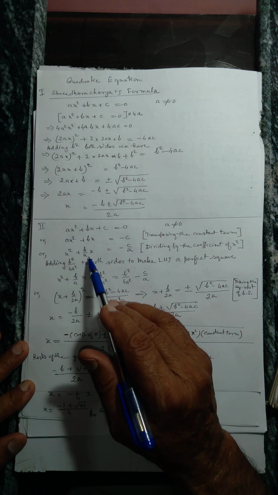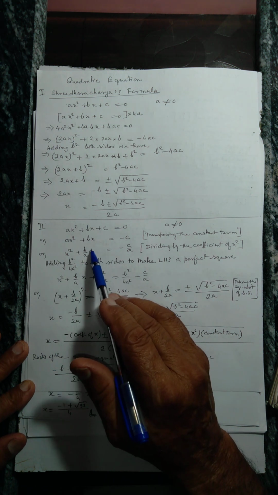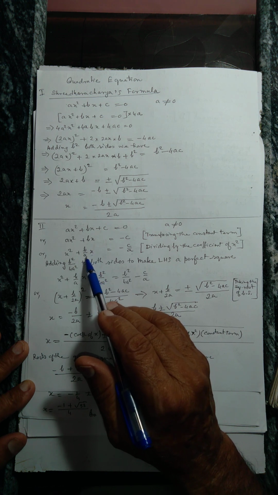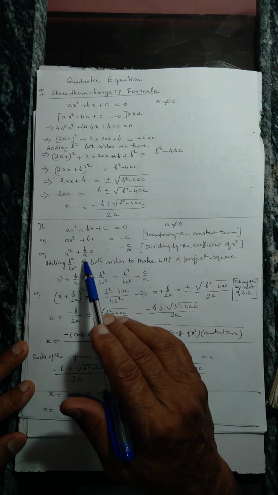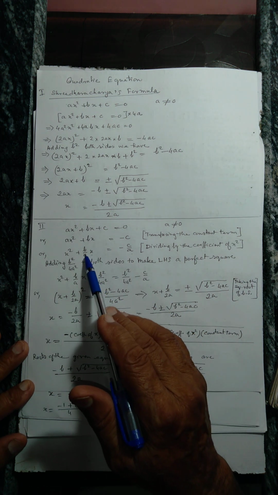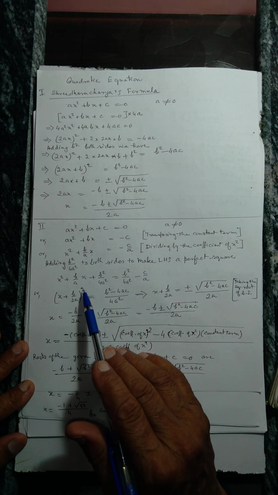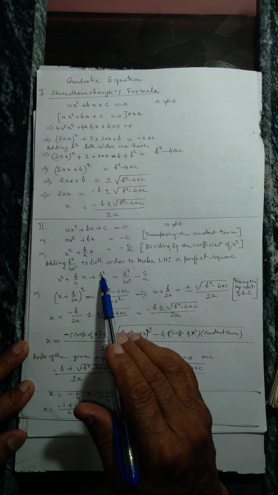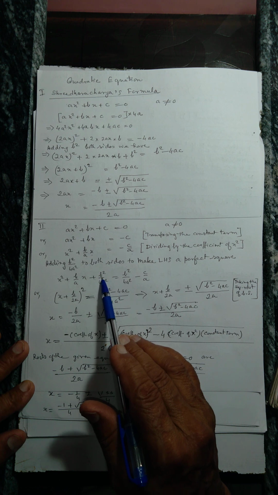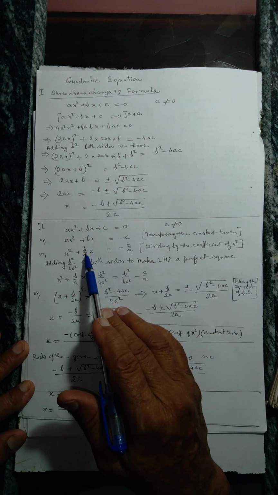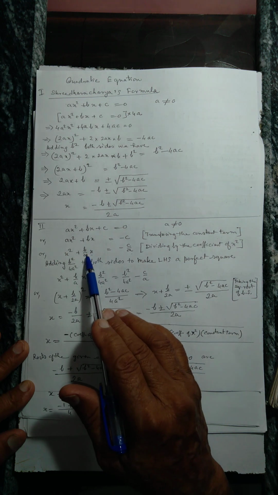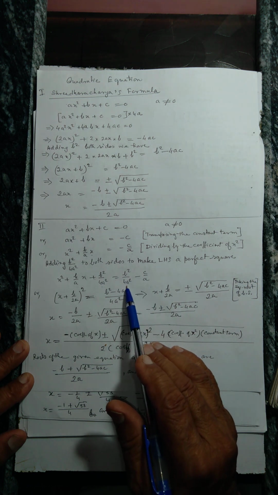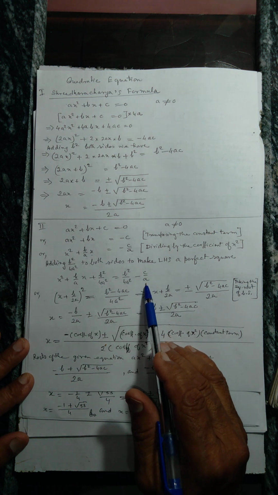You see, what will be half of the coefficient of x? That is b upon 2a. So we have to add the square of half of the coefficient of x on both sides. You see, x square plus b upon a x plus b square upon 4a square. What is b square upon 4a square? It is the square of half of the coefficient of x, and it is equal to b square upon 4a square minus c upon a.